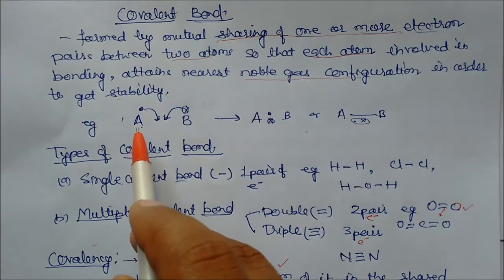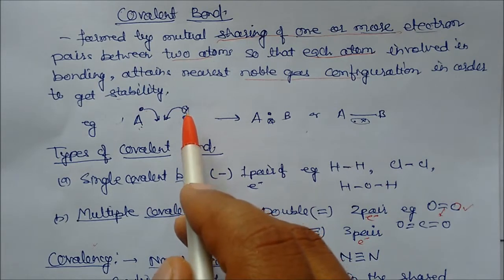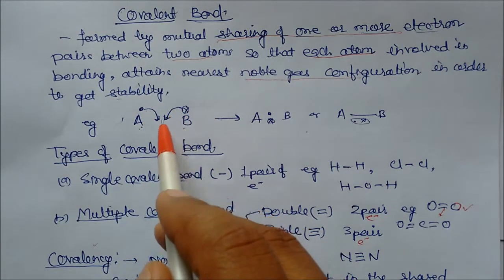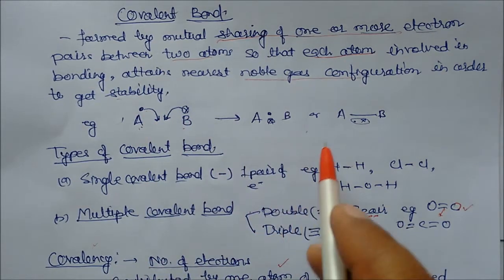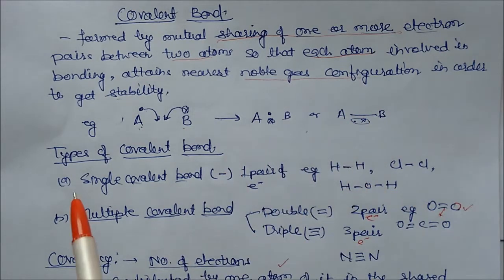There are two atoms, one is atom A and one is atom B. Each has a valence electron. These two electrons will come together and form a bond. This bond is called a covalent bond. Okay, so let us see the types of covalent bond.